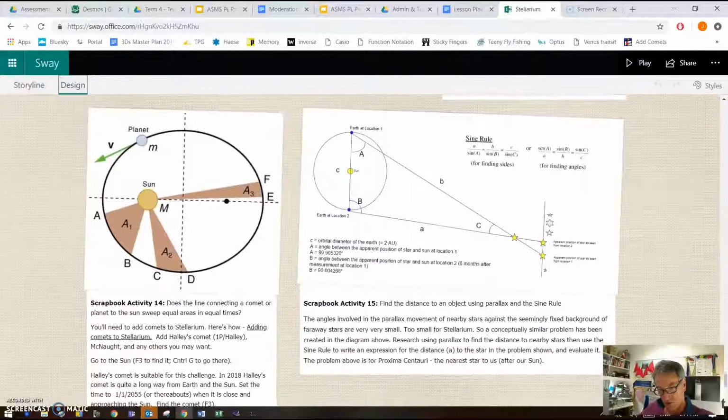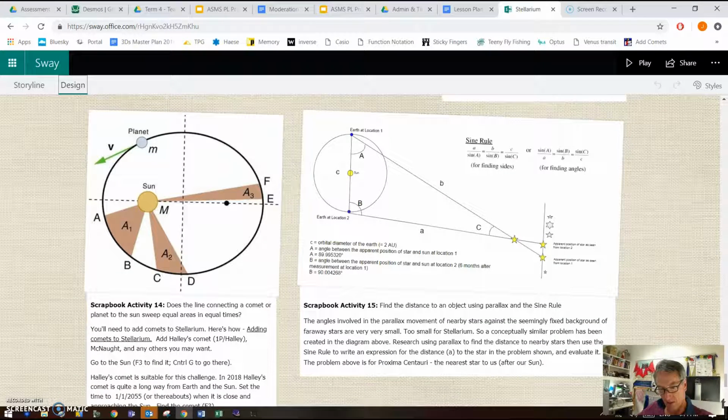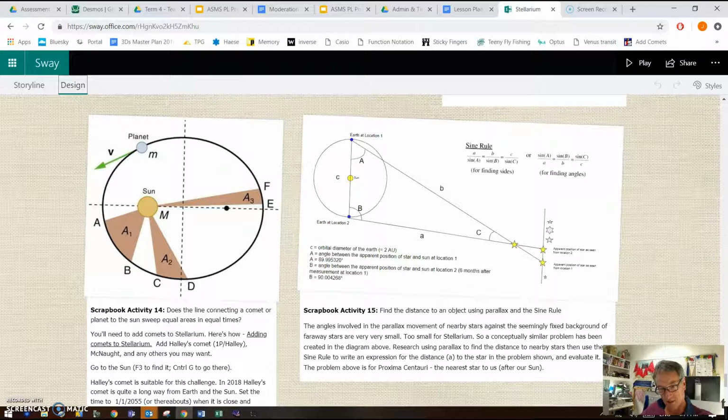Some students really enjoyed interacting with Stellarium, and some of them found it to be hard going. But what we have to do in the future is just make sure that all the students are supported to learn how to use Stellarium, get the most out of it, and really enjoy making these discoveries for themselves.